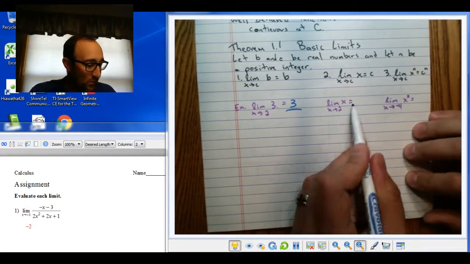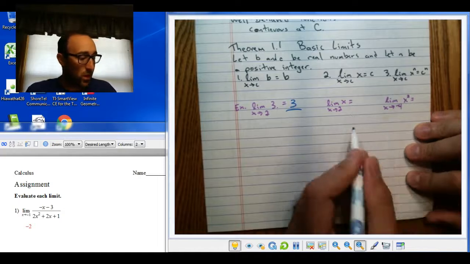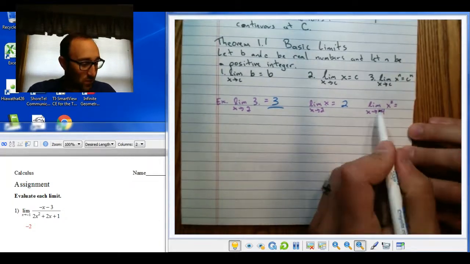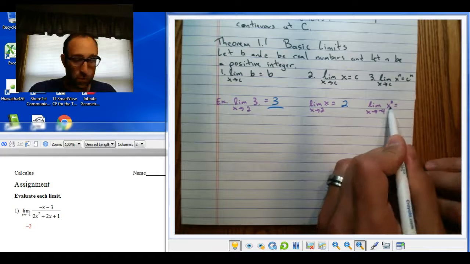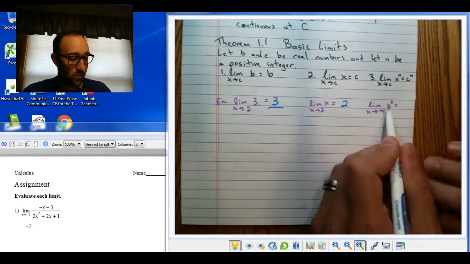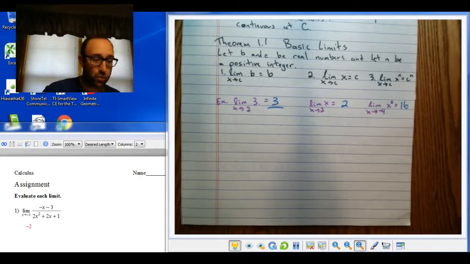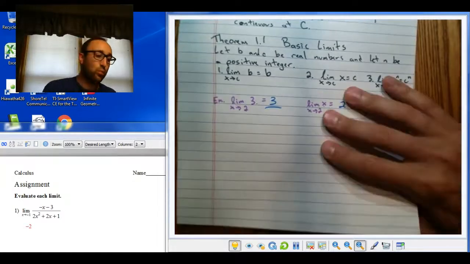Easy. The limit as x approaches 2 of x is just going to be 2, because as x approaches 2, you're going to get 2. And the last one, the limit as x approaches negative 4 of x squared. Well, what's negative 4 squared? 16. So all we really have to do is plug it in. You get an answer. No problem.